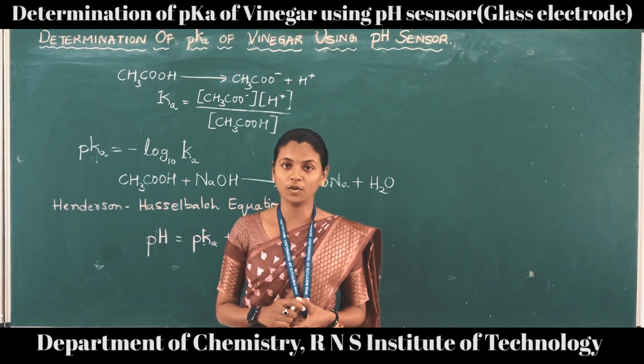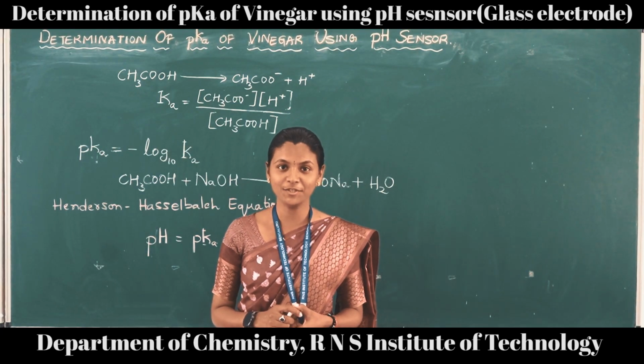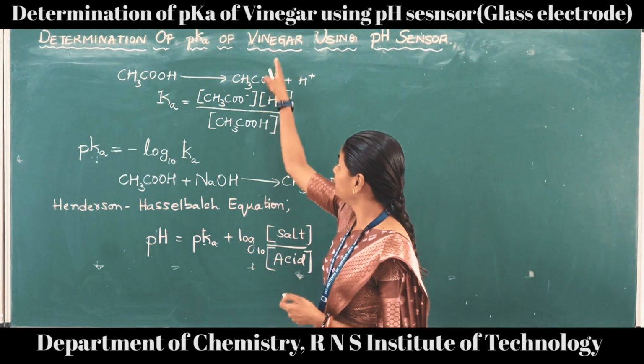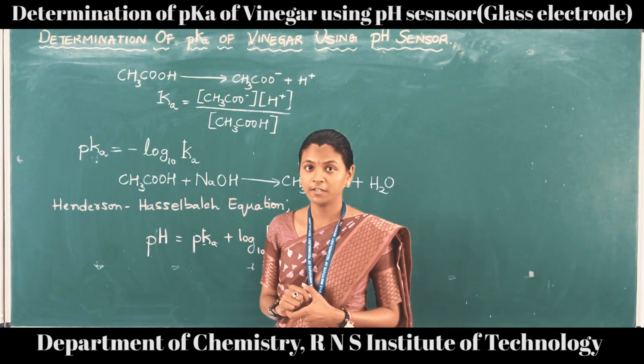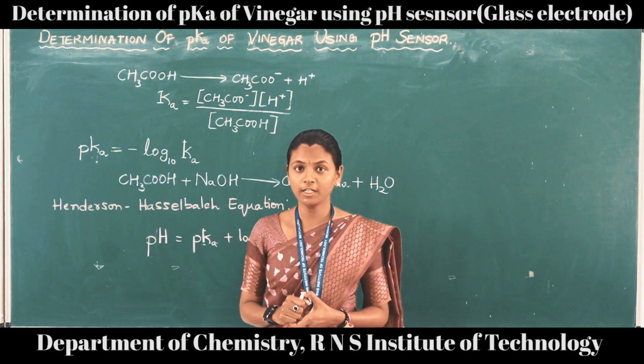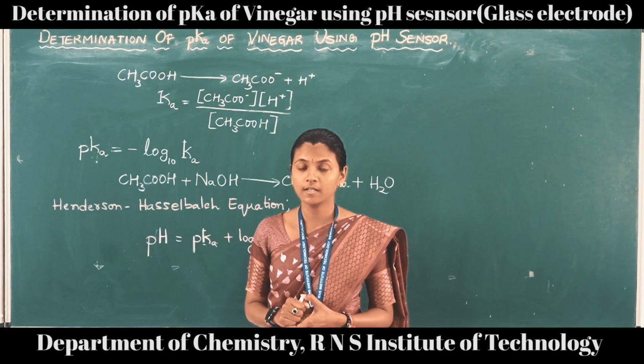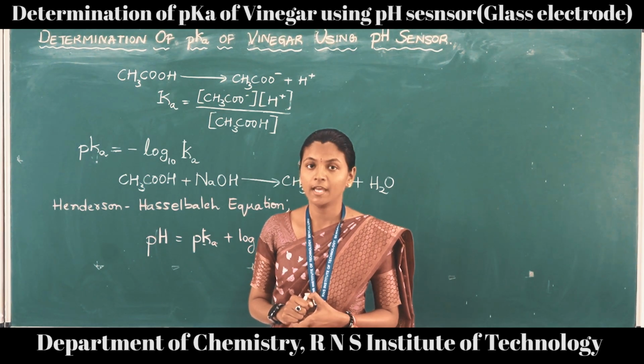Today we are going to discuss the determination of pKa of vinegar using a pH sensor. Here we are going to estimate vinegar today. Vinegar means 10% acetic acid. The chemical name of vinegar is 10% acetic acid.